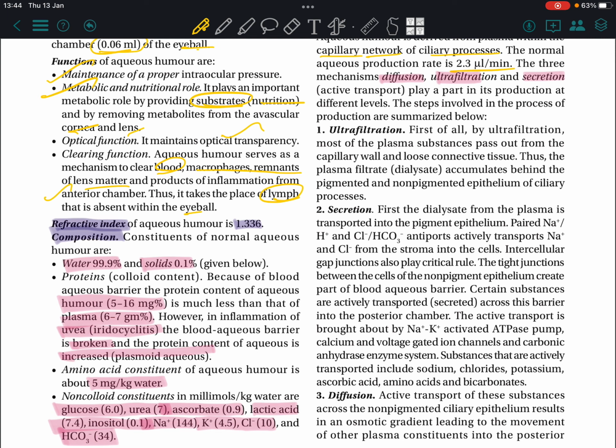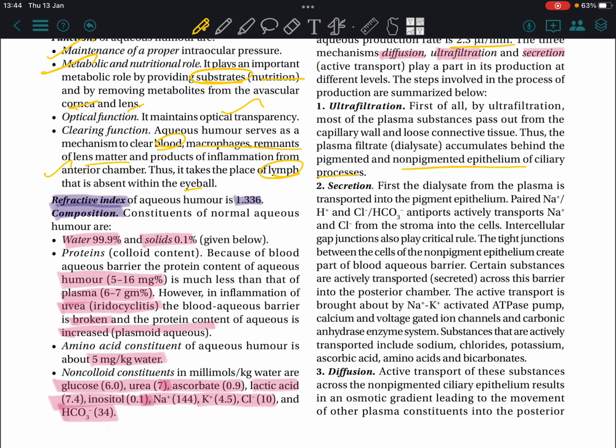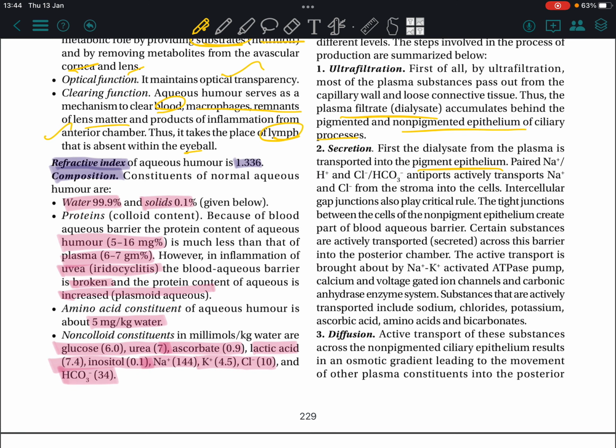Secretion. First, the dialysate, which is the plasma filtrate from the plasma, is transferred into the pigmented epithelium. Paired Na+/H+ and Cl-/HCO3- antiports actively transfer Na+ and Cl- from the stroma into the cells. Intracellular gap junctions also play a critical role.